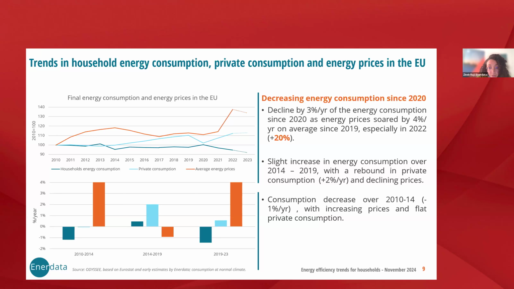For the second period, or the period in the middle, we notice a slight increase in energy consumption, a rebound in private consumption, but a different trend for prices, which declined. Over 2010-2014, we can observe an increase in prices, a stable private consumption, and a decrease in households' energy consumption.